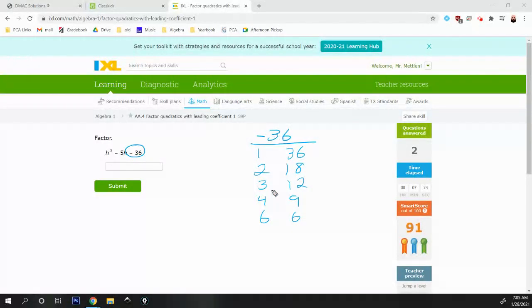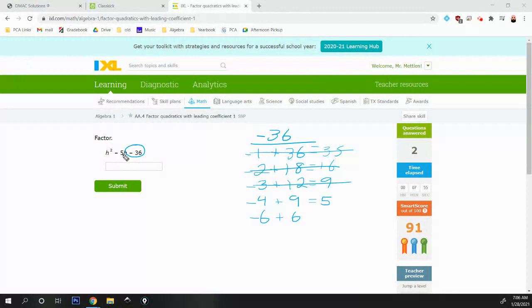Now, in order to multiply and make a negative 36, one of the numbers has to be negative. So I'm just going to make this first row negative and try them. And I'm going to add all of them. So negative 1 plus 36 makes 35. So nope. Negative 2 plus 18 makes 16. So nope. Negative 3 plus 12 makes 9. So nope. Negative 4 plus 9 makes 5.